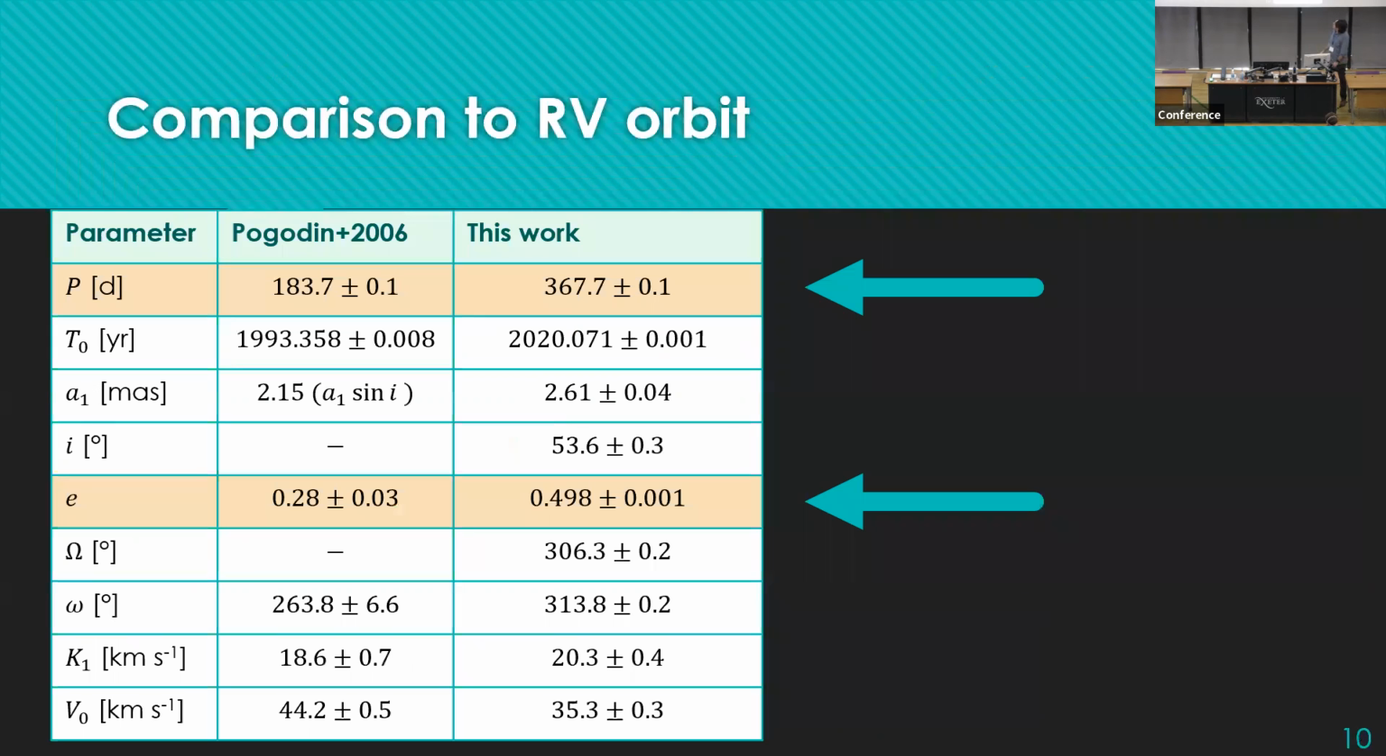And so here we are quantifying it. A lot of the parameters are actually quite similar, at least the radial velocity specific parameters like K1 and V0. Quite similar, which is nice. Period twice as long. We find the eccentricity of the orbit to be about 0.5 compared to 0.028. And also very importantly, we constrain the inclination of the orbit for the first time to a relatively precise level, about 53, 54 degrees of inclination.